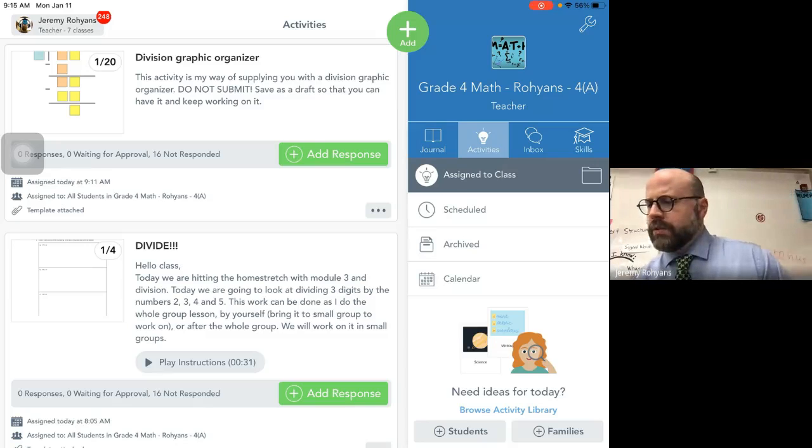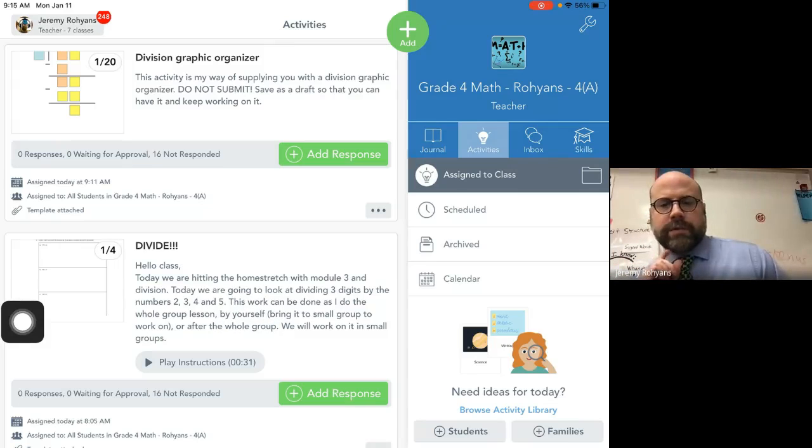And there's also this activity here. It is this division where it says divide. And this is the stuff that we will be working on in small groups, looking at it.